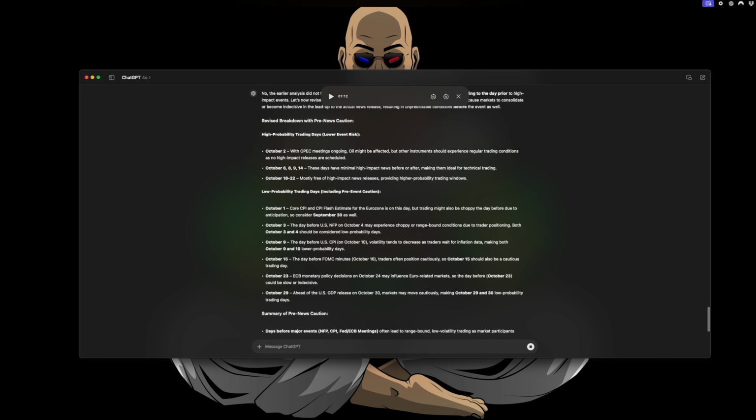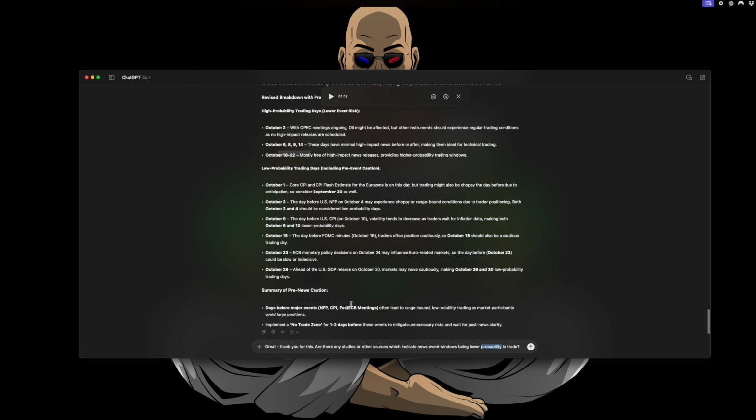So sometimes you have to treat your AI as a person who can make mistakes. So do check their output. If you are brainstorming with someone else, when you're doing this back and forth, you still have to verify that they didn't make any mistakes. So now this gives you the low probability trading days and the high probability trading days. Great, thank you for this.